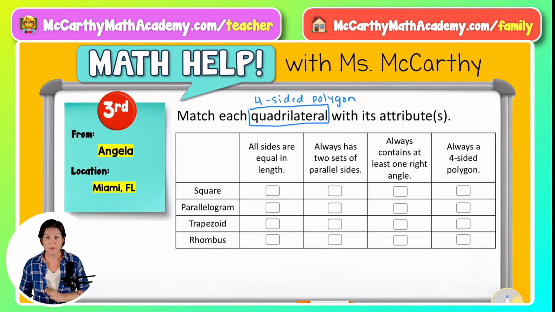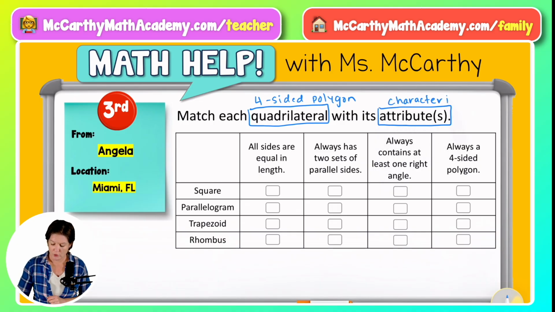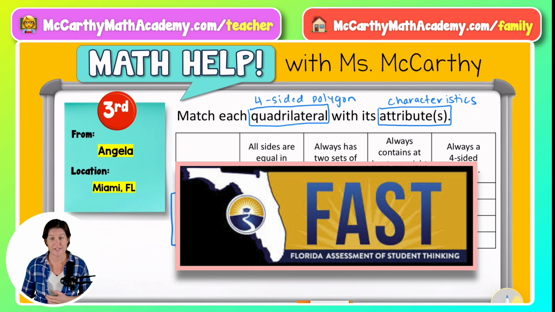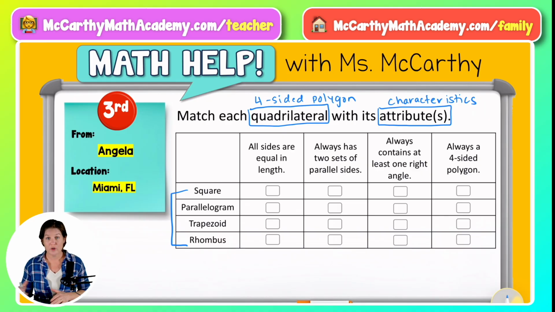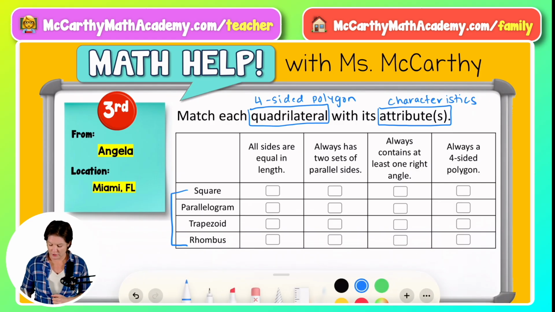So we're going to match each one of these quadrilaterals with its attributes. Another word for attributes might be its characteristics or its traits, the details that make it the type of quadrilateral that we're seeing. All of these are quadrilaterals: a square, a parallelogram, a trapezoid, and a rhombus. This is a matching item type of question that students could encounter on the FAST math assessment. So let's first take a look at the square.